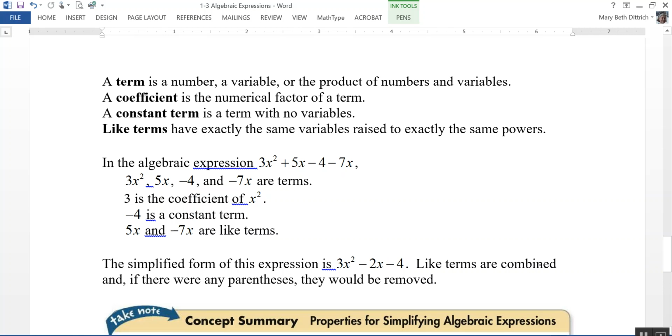So my like terms are combined. And if there are any parentheses, if I have to use the distributive property to get rid of parentheses, I would do that and get rid of those.